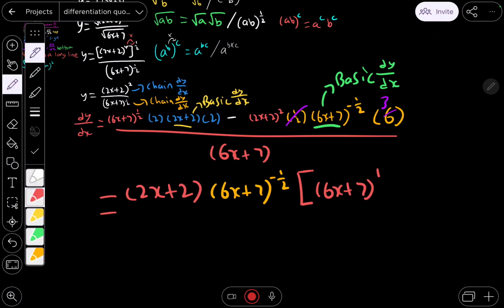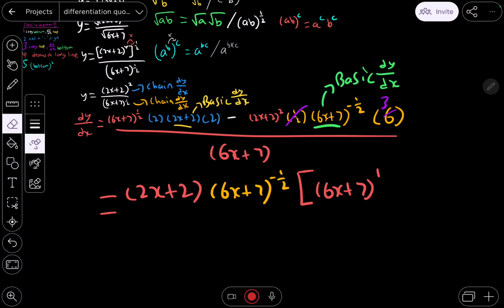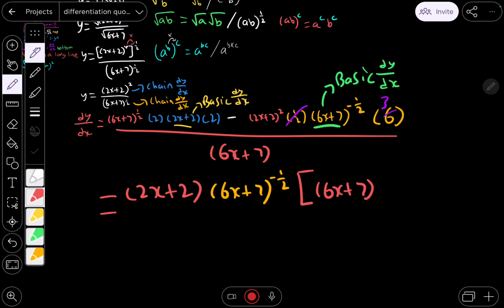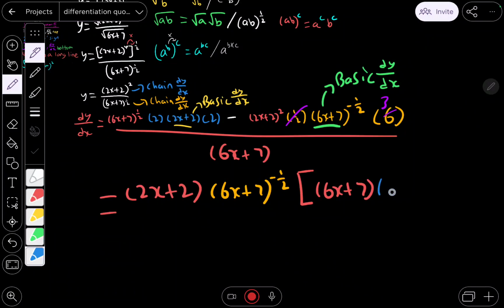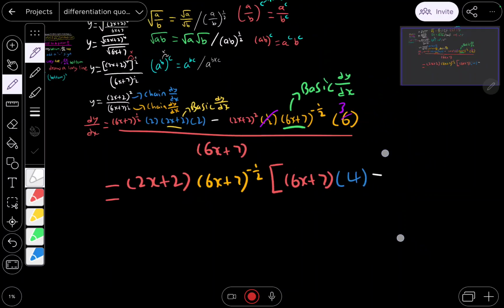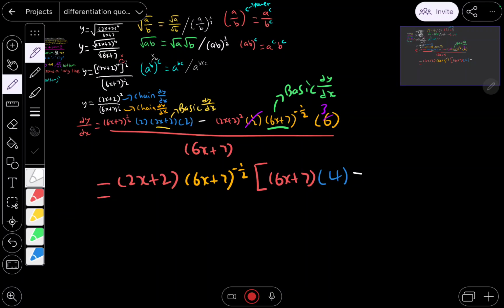I will also note the 1 here; I find it a bit redundant, but you can write it. So, what are we left off now? How about the 2x plus 2? We have it already, no need. So it will be left with a 4, 2 times 2 is a 4. And now we add the minus sign.